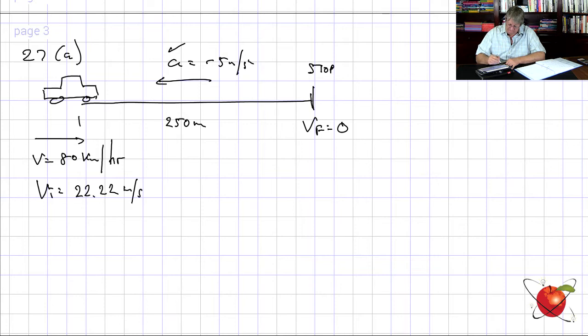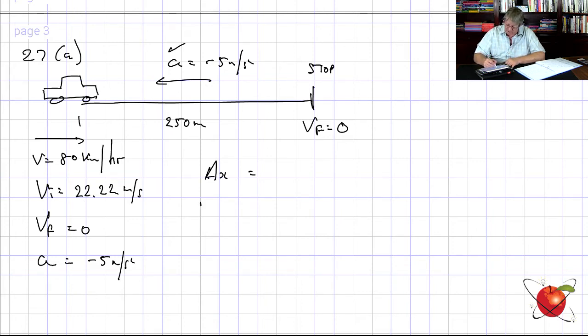Pretty far. Now, V final equals 0. A is equal to minus 5 meters per second squared. Well, let's work out delta X. Delta X will tell us how far it takes to stop. Right, so let's have a look.